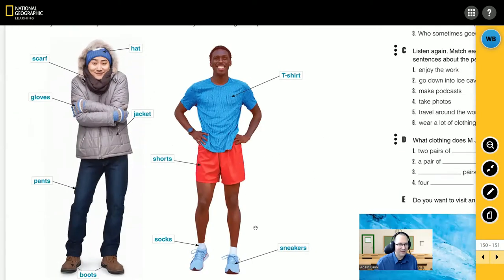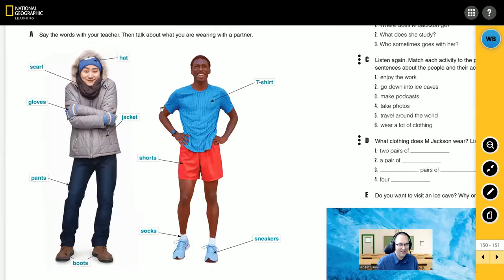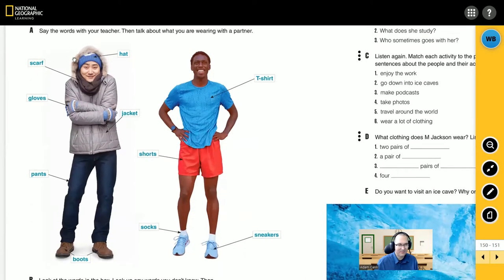We're looking at some clothes. Okay. So say the words with your teacher. Well, that's me. All right. So let's go first. We'll start with hat, scarf, gloves, jacket, pants, and down here we've got boots. Okay, over here we've got t-shirt, shorts, socks, and sneakers. Okay, so those are kind of your winter clothes and your summer clothes.